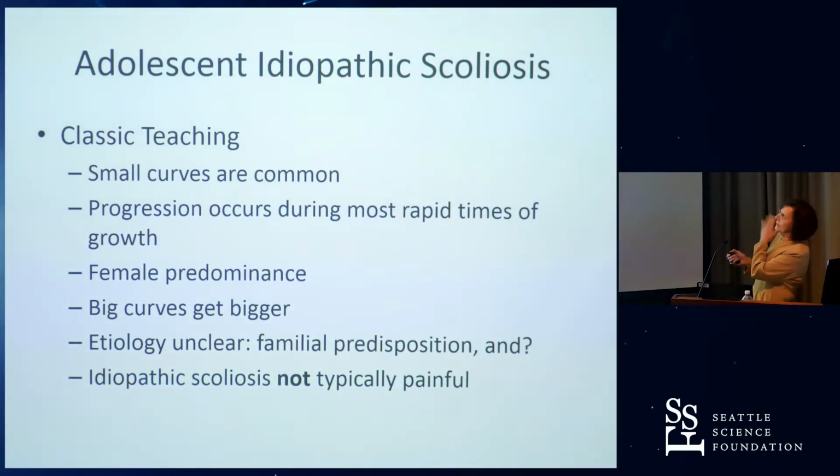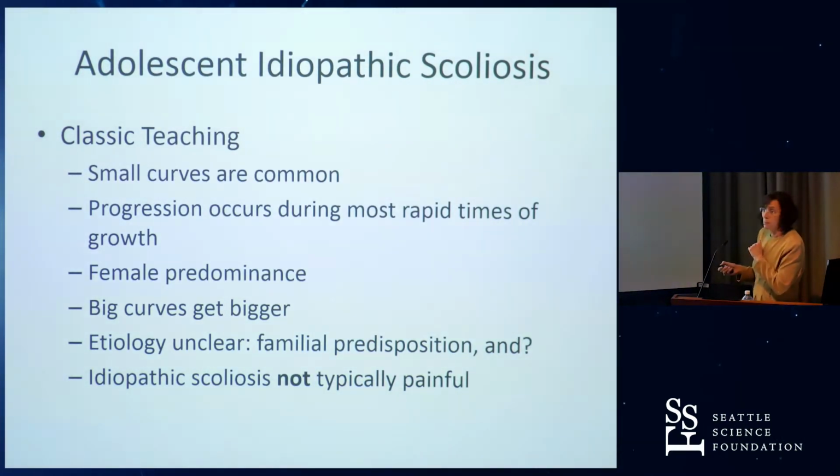and we'll talk about them each in a little bit more detail. But small curves are common. If we look, many of us will have a curve. If there's a curve, and if it's going to get bigger, it will do so most rapidly during the most rapid times of growth. So we spend a lot of time talking about where we think you, as a patient who might have scoliosis, are with regards to your growth, and watching things over that period of growth.